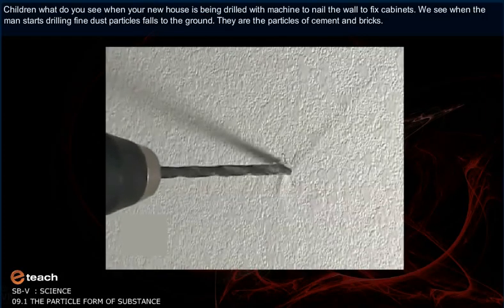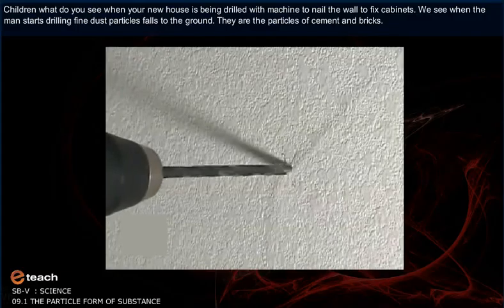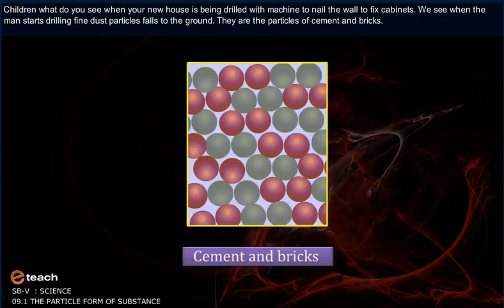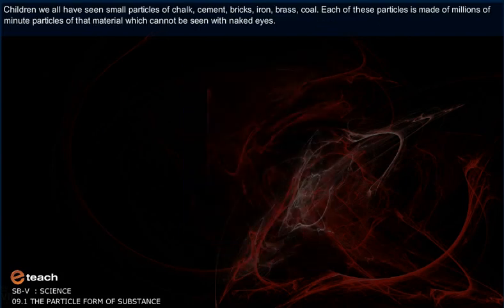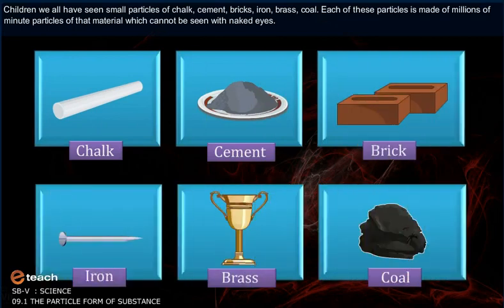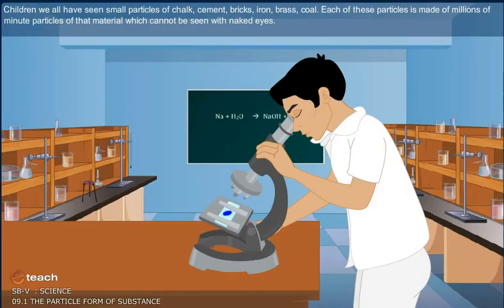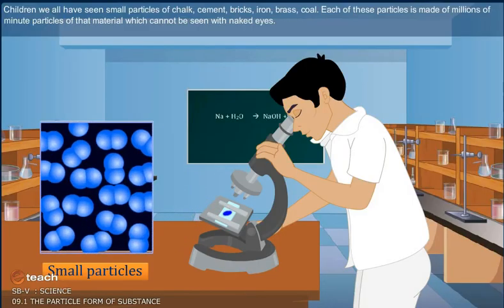Children, what do you see when your new house is being drilled with a machine to nail the wall to fix cabinets? We see that when the man starts drilling, fine dust particles fall to the ground. They are the particles of cement and bricks. Children, we have all seen small particles of chalk, cement, bricks, iron, brass, coal. Each of these particles is made of millions of minute particles of that material which cannot be seen with naked eyes.